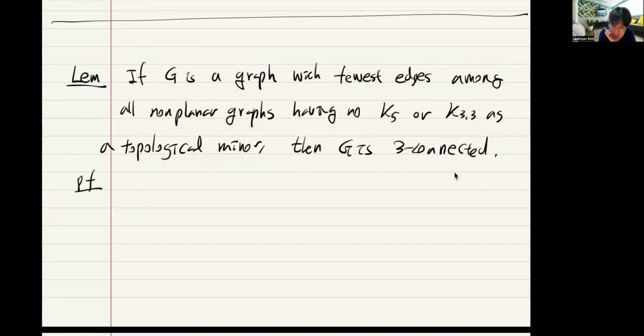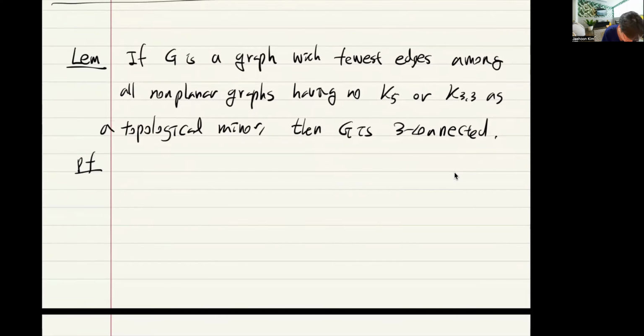What this means is that if we want to prove Kuratowski's theorem, and we assume that we have a minimal counterexample, then that minimal counterexample, if it exists, has to be three-connected. So that's what it says.